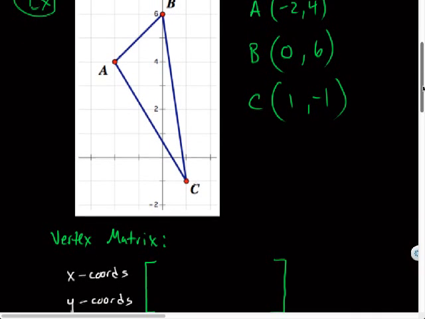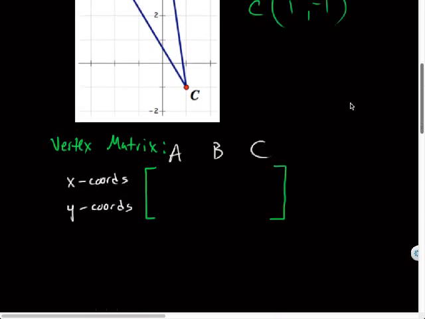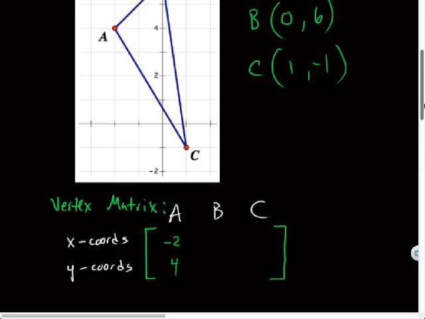So in order to represent this, I'm going to have point A be the first column, point B be the second column, and C be the third column. But as I said, if I had a square or a pentagon, I could easily add more columns, but each row would always be the respective coordinates. So we'd have -2, 4 as the first column, then 0, 6, and then 1, -1. All right, so this is a vertex matrix.